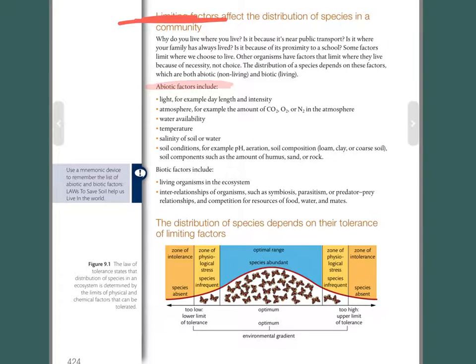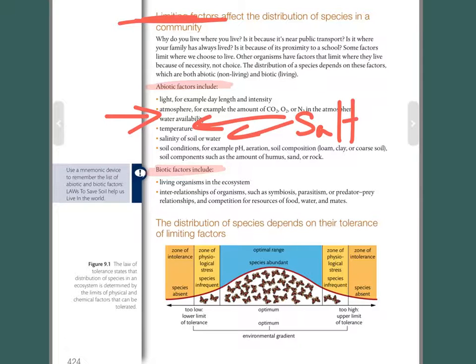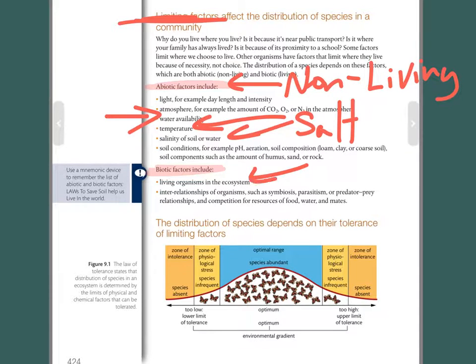Abiotic, biotic factors. So all of these factors listed actually can limit a system. So temperature could have an effect that is limiting to the organisms that live there. Water availability, salinity, which is salt, or various other things. Those are all the abiotic or non-living. In addition, we have biotic, so that's everything living.